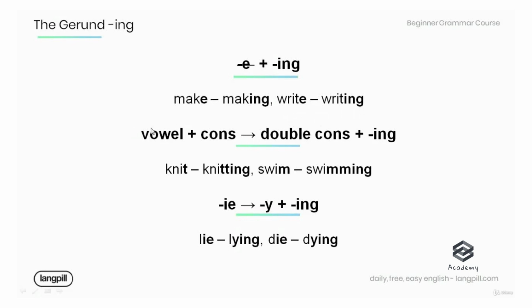And when a verb ends with a vowel plus a consonant, we double the consonant and add ing. For example, knit, knitting, swim, swimming. And when a verb ends with ie, we turn it into y, then add ing, as in the following example: lie, lying, die, dying.